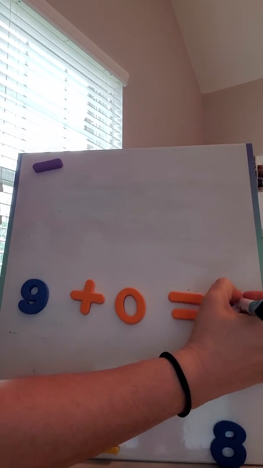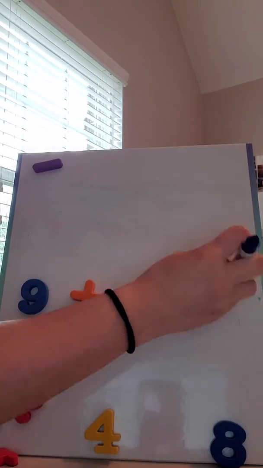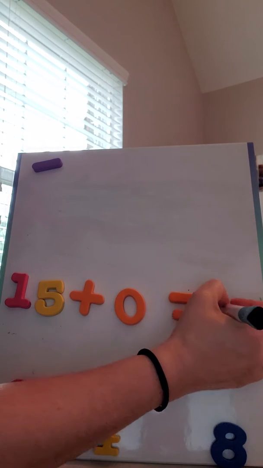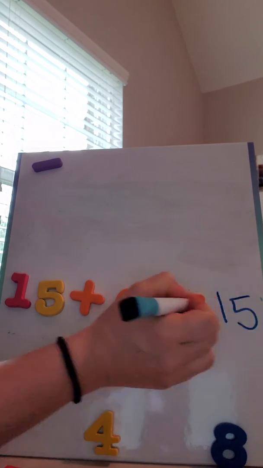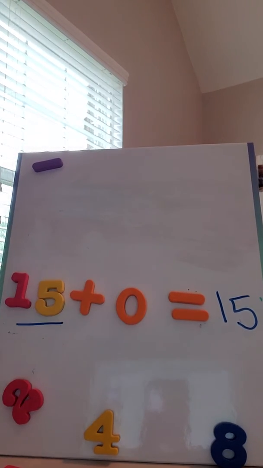Great, that's 9, right? 9 plus 0 equals 9. What if I have the number 15 plus 0? A 1 and a 5 makes 15. 15 plus 0. Good, it's 15, right? Because it's the same as here. It doesn't change when we add 0.